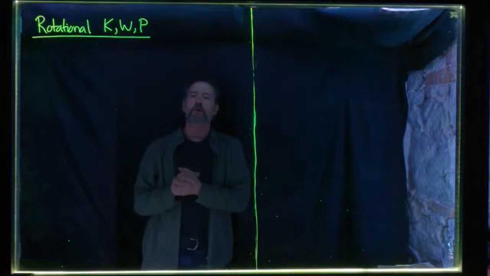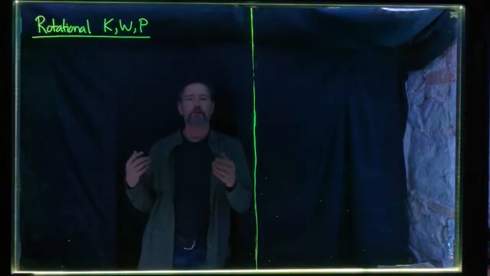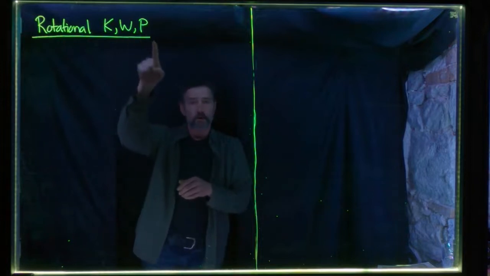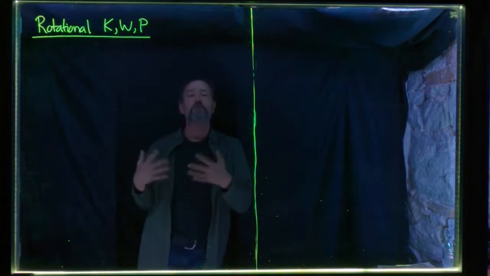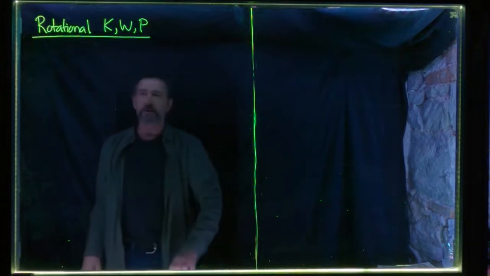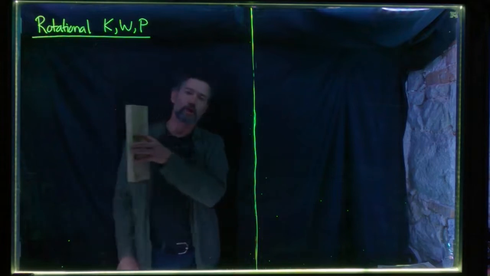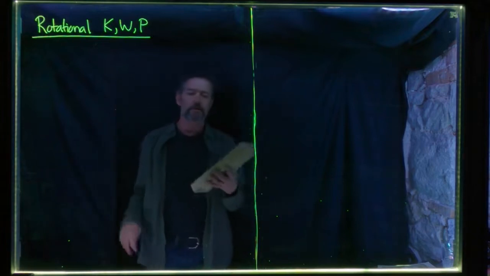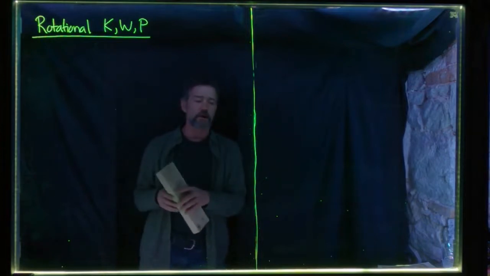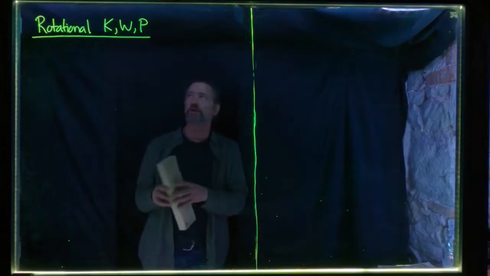Okay, so now we're going to take concepts that we're familiar with in the context of translational motion, namely kinetic energy, work, and power, and we're going to transfer those concepts over to rotational motion. So in the context of translational motion, kinetic energy, 1/2 mv squared, is one way that nature has of storing energy. It's stored in the motion of massive objects.